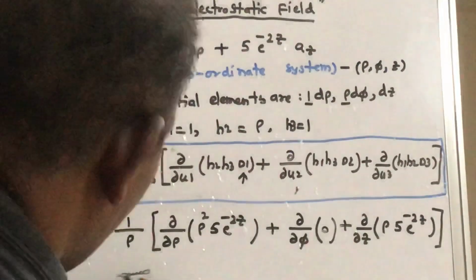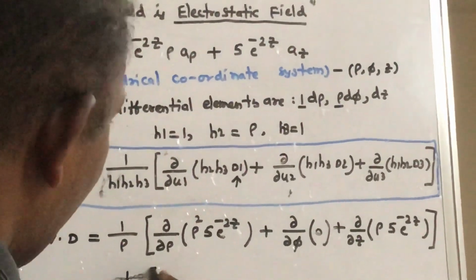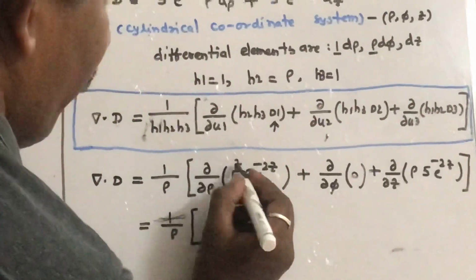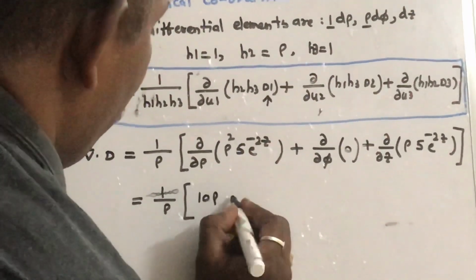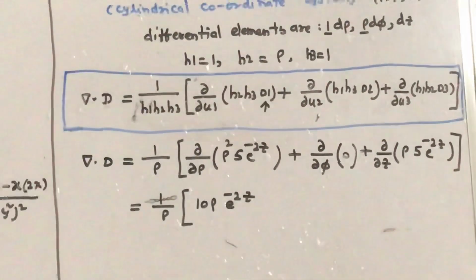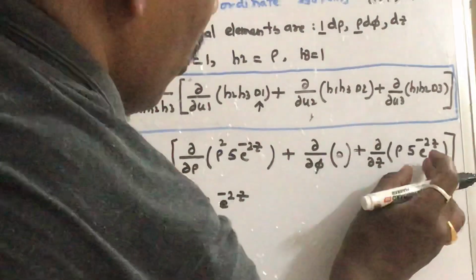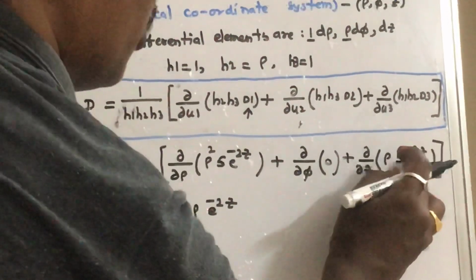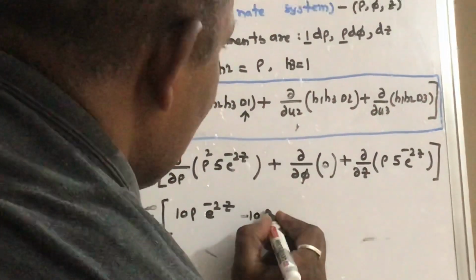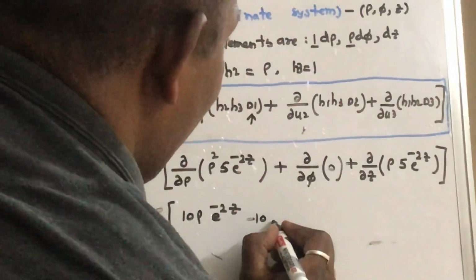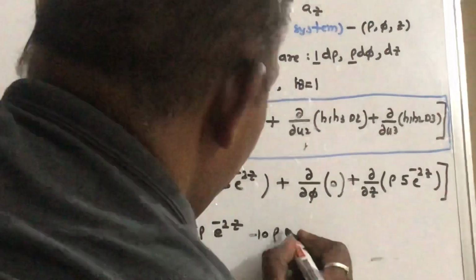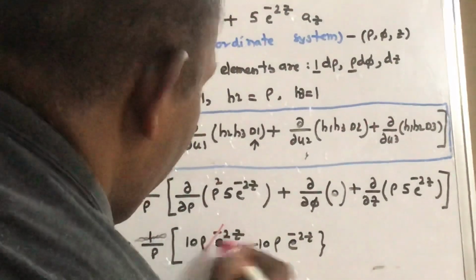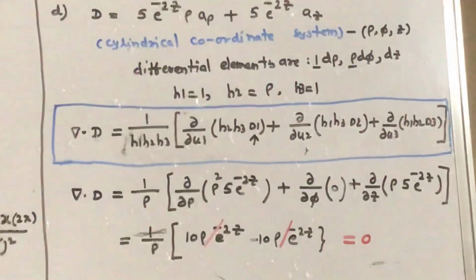So let us find this and we will get the answer. 1 by rho, take it outside. 5 into e power minus 2z is constant. If you differentiate rho square, it will become 2 rho, so 10 rho e power minus 2z. The differentiation of this term is 0. So 5 rho is constant. The differentiation of e power minus 2z is e power minus 2z into minus 2. So therefore it will become minus 10 rho into e power minus 2z. So you can cancel out these two terms. Therefore the divergence will come out 0.